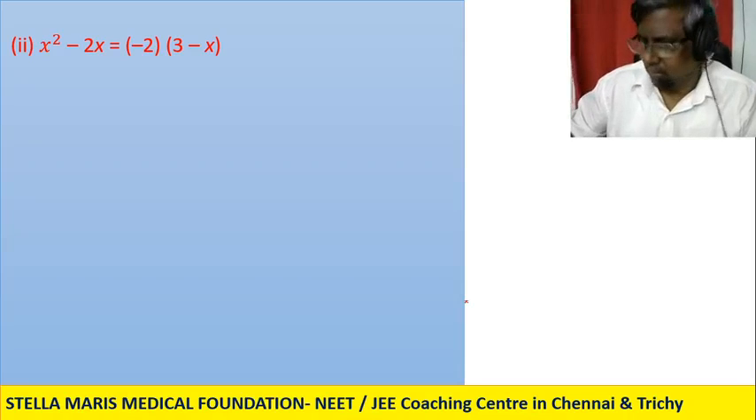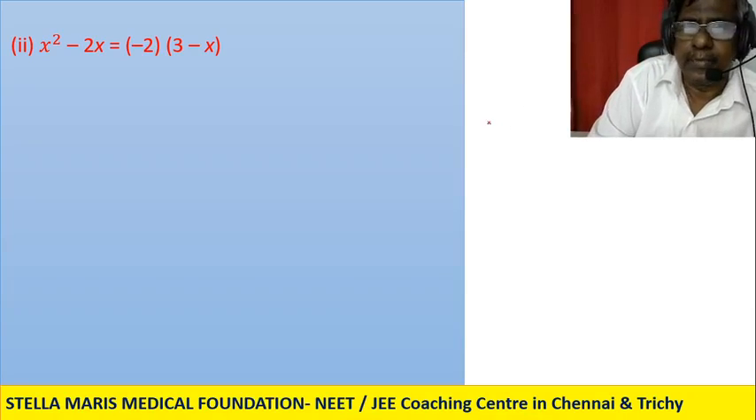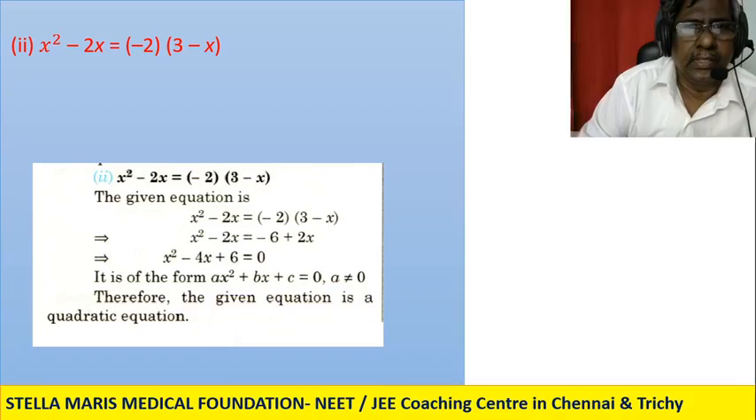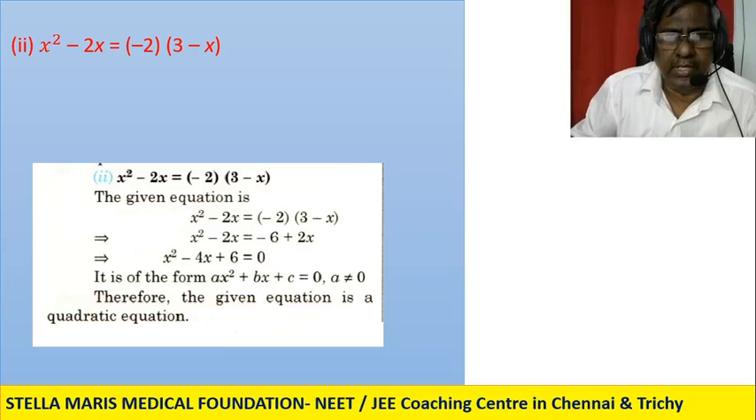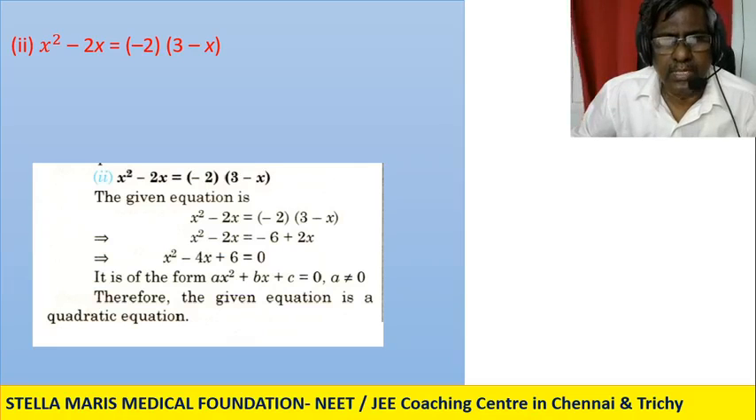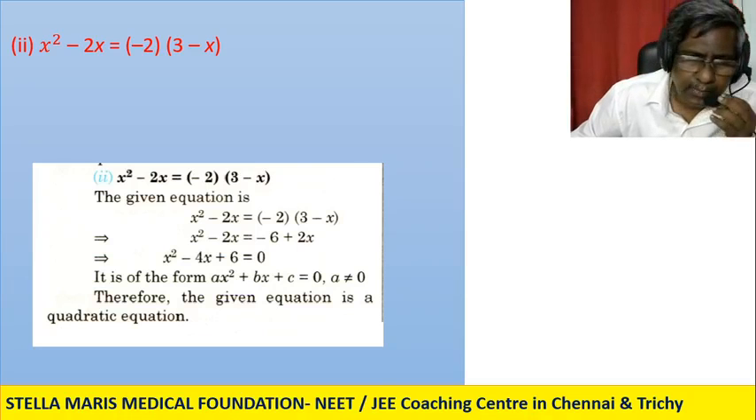Okay. You know how to solve this. I'll put it here. Say x square minus 2 is equal to minus 2 into 3 minus x. Thus the given equation is x square minus 2x equal to, multiply with this, minus 2 into 3 minus x. Minus 2 into 3 will be minus 6. This side I'm talking about the bracket side, RHS. So minus 2 into 3 is minus 6, and minus 2 into minus x will be plus 2x.